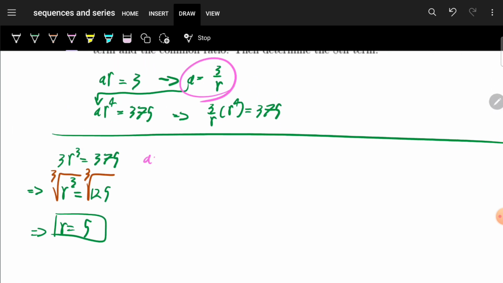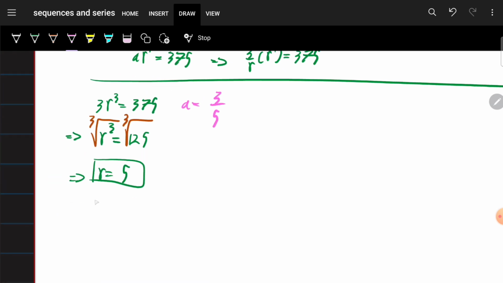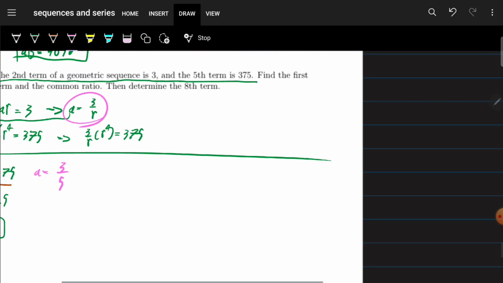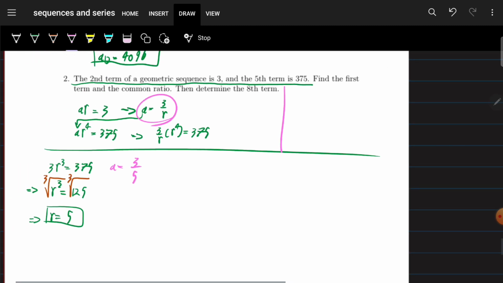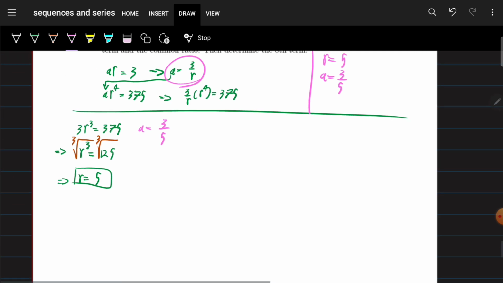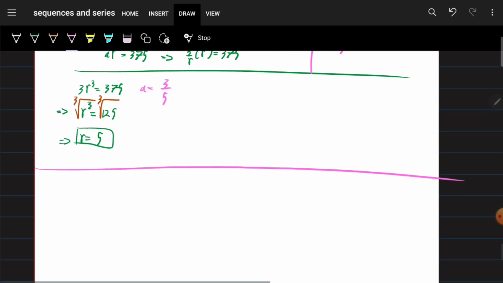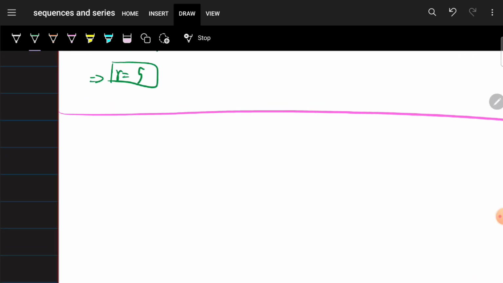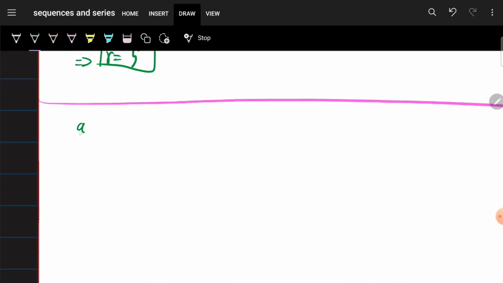Okay, now let's find the a, and we can just use that. So our a will be 3 over r, which is 5. So let's maybe write all of our answers over here. So our r value is 5. Our a is 3 over 5. And we want to determine the 8th term. So how can we find the 8th term? We'll use our an formula.